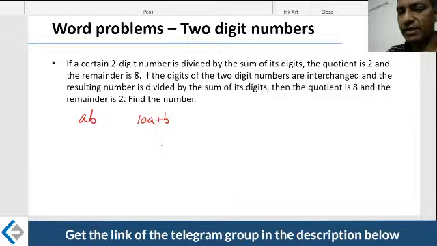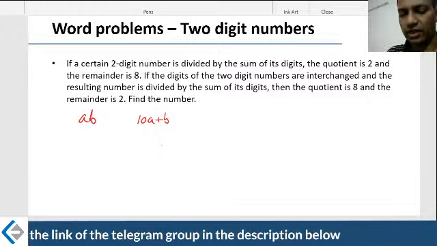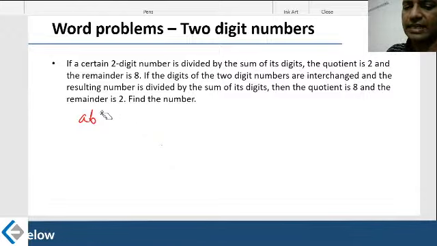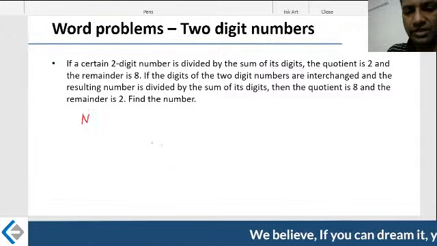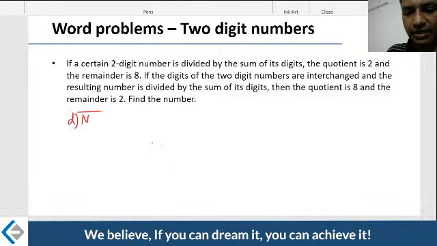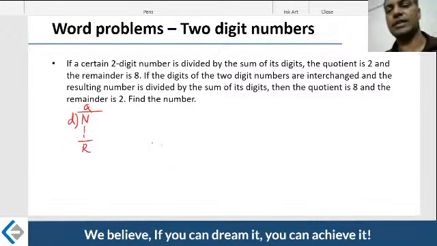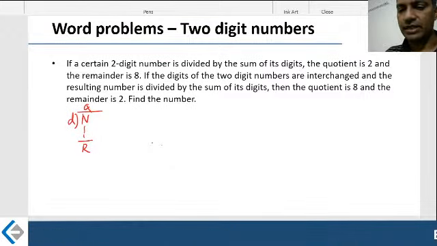Now, when it is divided, let's understand the division algorithm and directly write that. What is a division algorithm? If you divide a number by a divisor, there is going to be a quotient and there is going to be a remainder. So what is the meaning of this? Let's write it directly here.